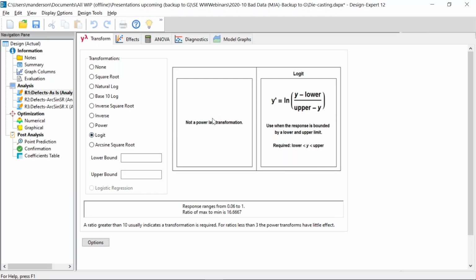The logit works in a similar manner, but it works really well when you have a bounded response, not just 0 to 1, but any bounded response. And this logit works pretty well for yield when the values are from 0 to 100.